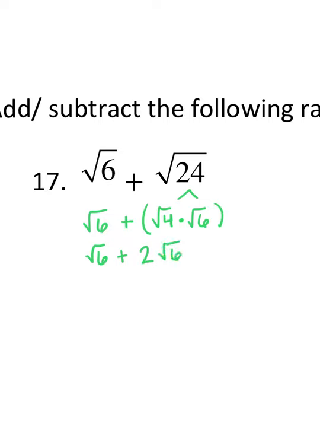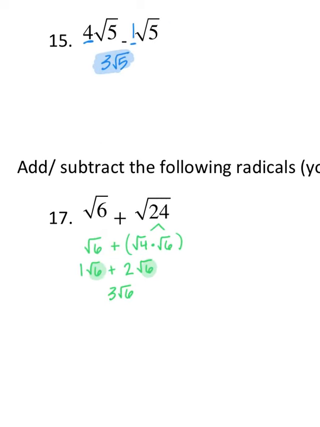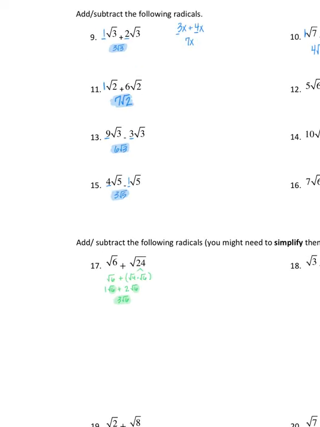So now I have 2 radicals that have the same number underneath. Again, I can pretend there's a 1 there. So now I have 1 radical 6 plus 2 radical 6 is just 3 radical 6. So whenever we're adding or subtracting, we might have to simplify the radical first if they're not the same, because it could end up being the same. Because in this case, we were able to get a 3 radical 6.